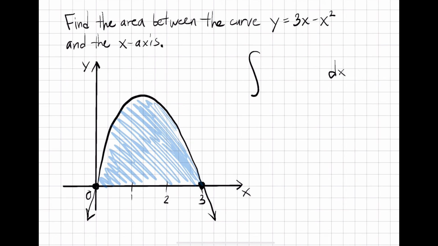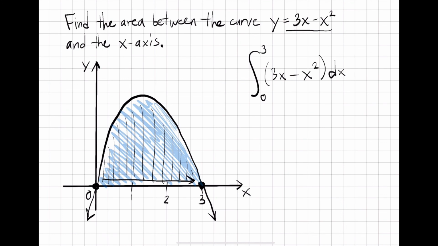What values does our x range in between? Well, if we look at all of the x values that border this curve, our x starts at 0 and goes all the way up to 3. So we know that our lower bound is 0 and our upper bound is 3. We need to find our integrand, but that's easy. It's just the function that we're actually finding the area of. It's going to be 3x minus x squared, and then we have our dx.